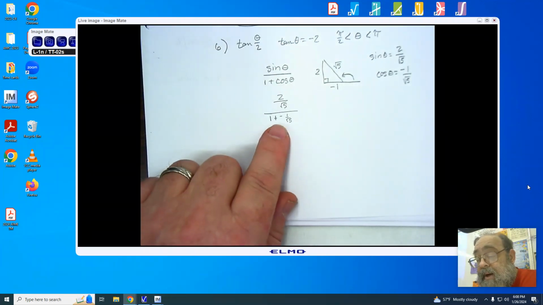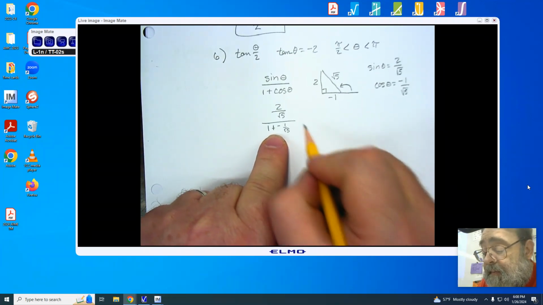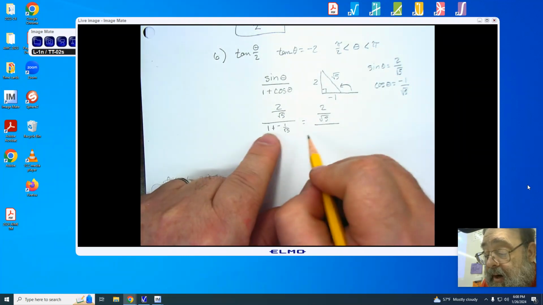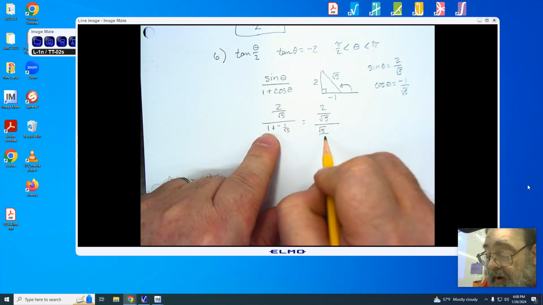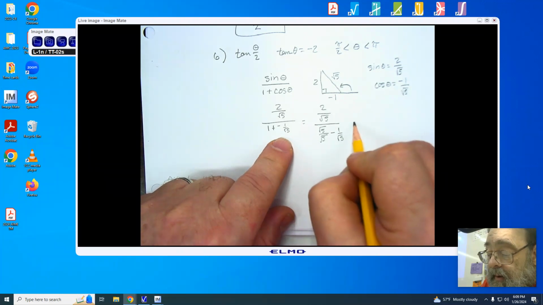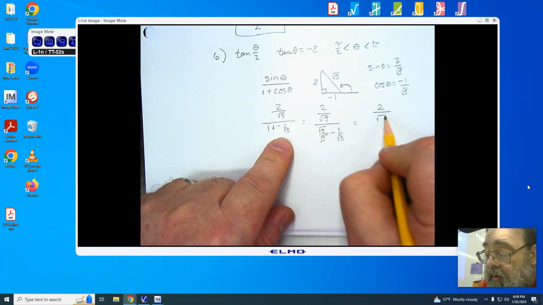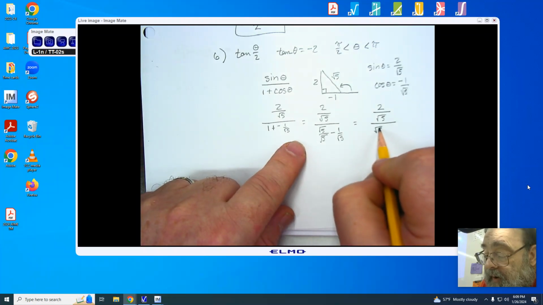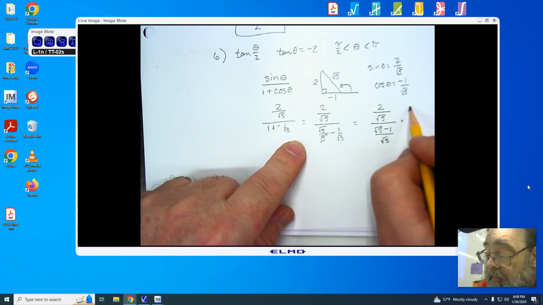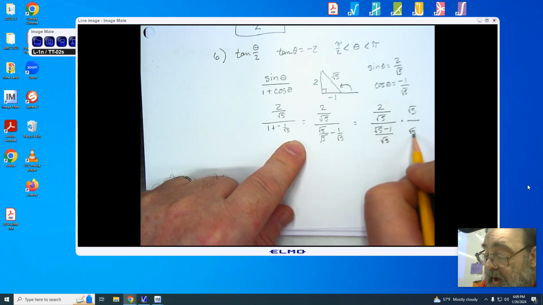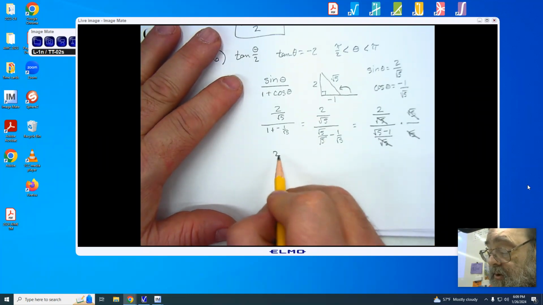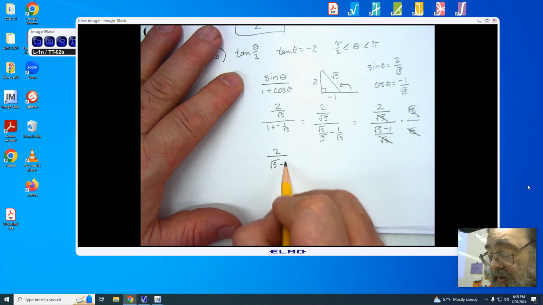Now this is going to allow me to change the sign in between into a negative, and I have 2 over root 5 divided by, and I need a common denominator, root 5 over 5, root 5 minus 1 over root 5. This then simplifies into 2 over root 5 divided by root 5 minus 1 over root 5. I now can multiply by root 5 divided by root 5, and the two denominators cancel. I'm now looking at 2 over root 5 minus 1.